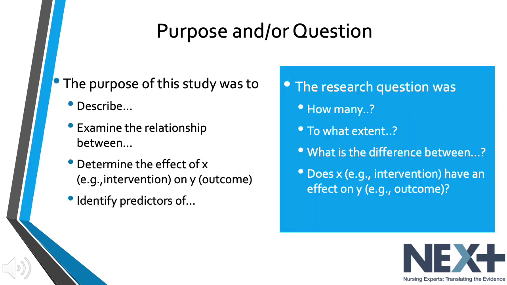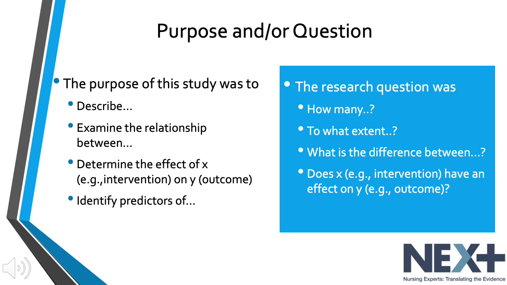The author will typically use a verb to describe the purpose. Here are some examples of how a purpose statement or research question might begin to help you identify them in articles. Depending upon what the author intends to achieve by conducting a study, you can find purpose statements and research questions that convey their intent.